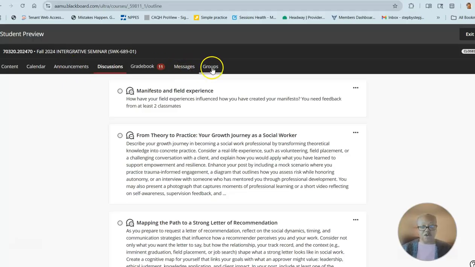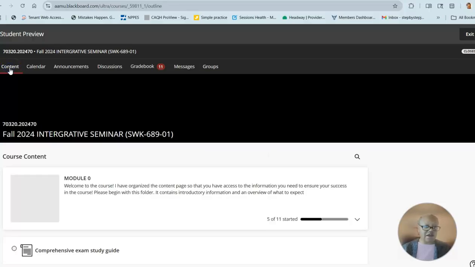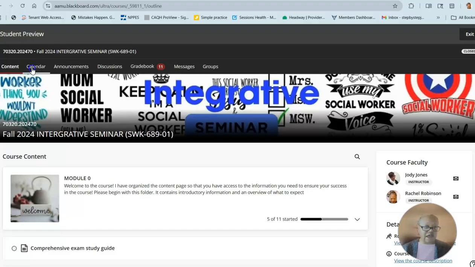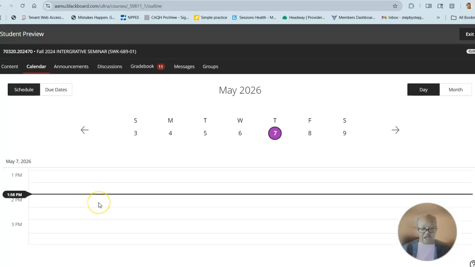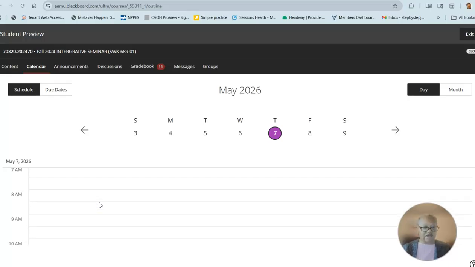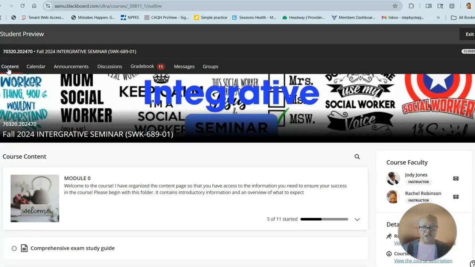If we were to do any groups, which for this class I'm not going to set up any groups, you would be notified of which group you were in here. And then here is where you go back to the content. Oh, and then here's the calendar. It just shows if there's anything due, any assignments, etc., so that you're able to keep track of them through the calendar. And I think that is pretty much it. That should be all that you need to know.